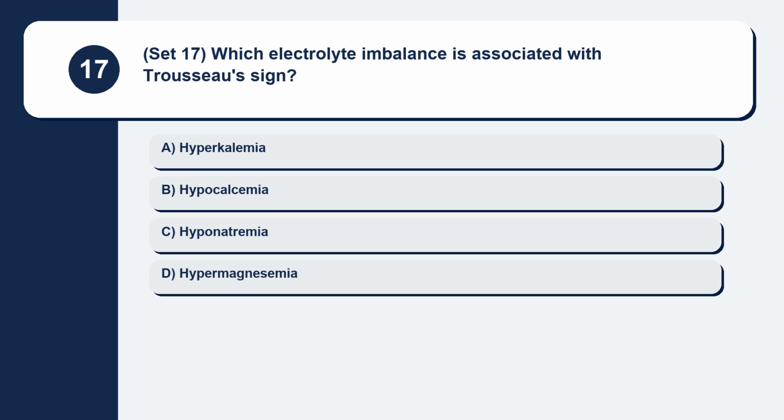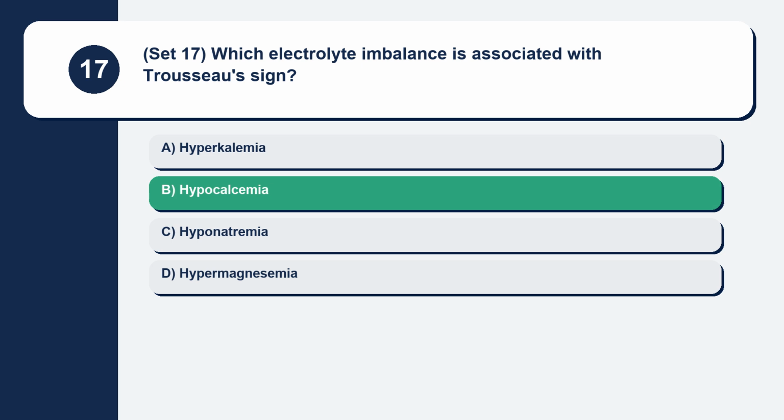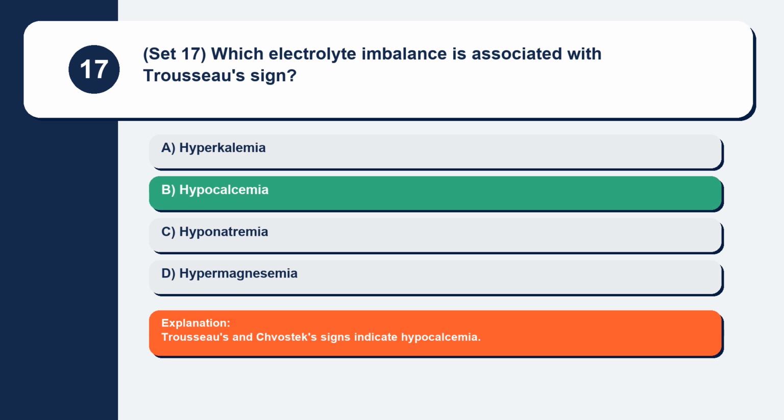Question 17, Set 17. Which electrolyte imbalance is associated with Trousseau's sign? Hyperkalemia, hypocalcemia, hyponatremia, hypermagnesemia. Trousseau's and Chvostek's signs indicate hypocalcemia.